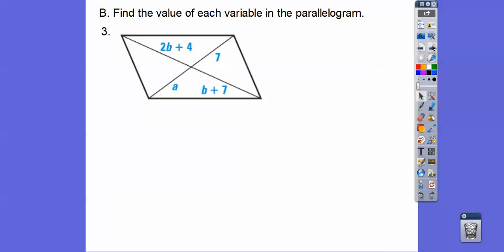All right, so here the diagonals bisect each other. That means this side equals this side, and this side equals this side right there. So if we solve, we get that.